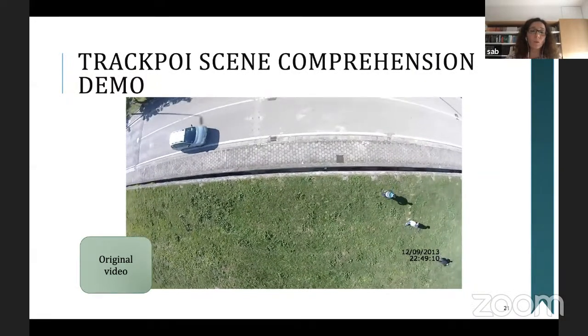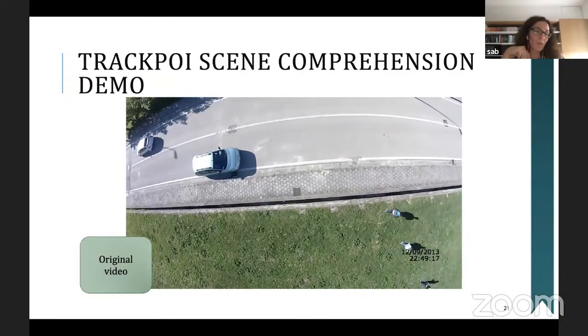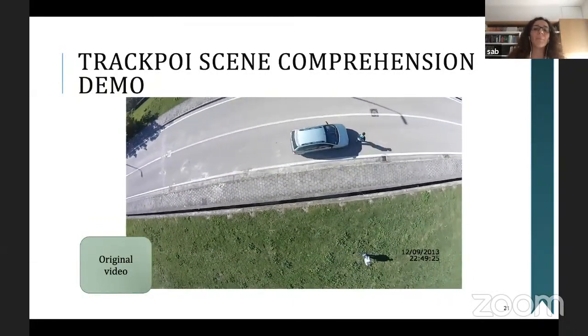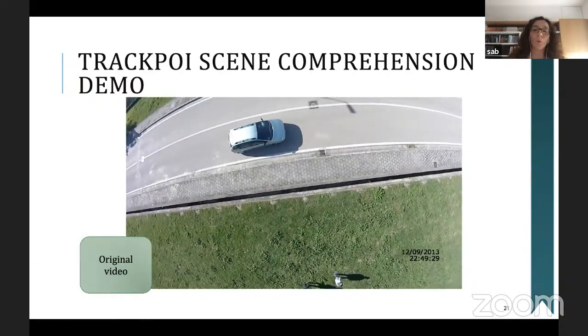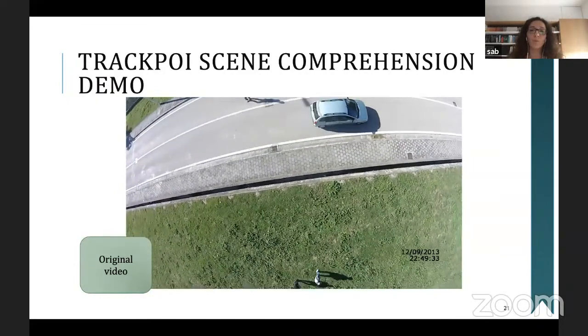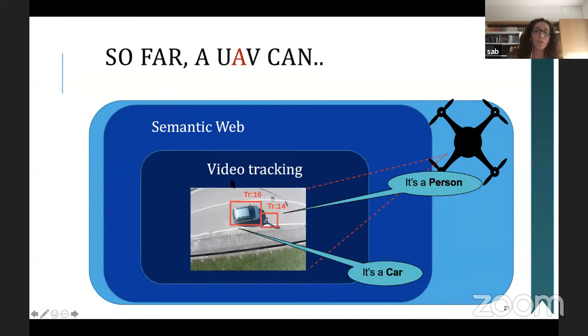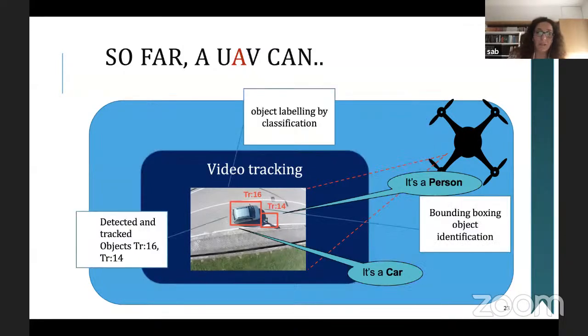At this point, let's take a look at this video. This video was recorded at the University of Salerno by my students, and it shows a man crossing the road whereas a car is approaching. That is the description. Now we use this video to describe the whole process. Let's suppose that we have this frame. So far, a UAV can get information about the bounding box and object identification. In this case, we have two objects, TR16 and TR14, and then we have all the information about the classification. So we know that it is a person and it is a car, or in general, a vehicle.